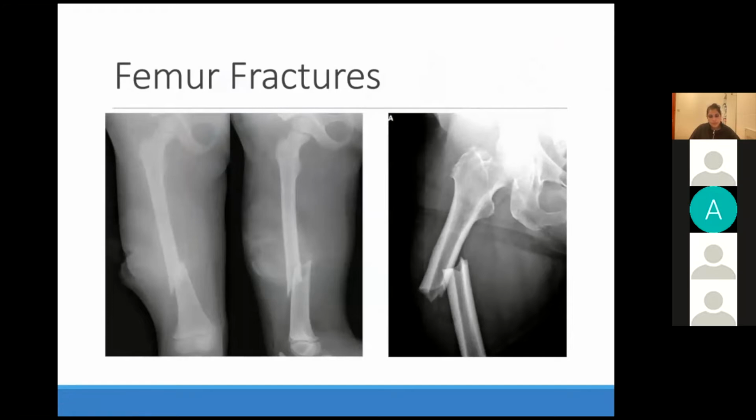Any questions on hip fractures? No? Okay. So move on to femoral fractures.